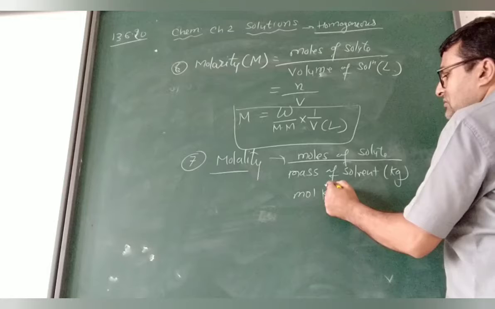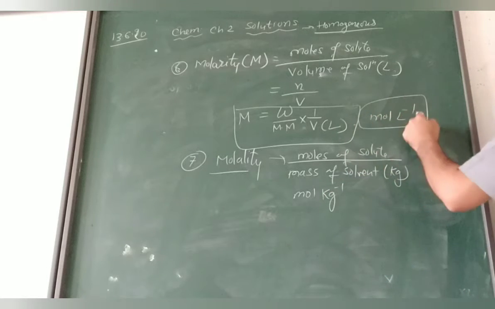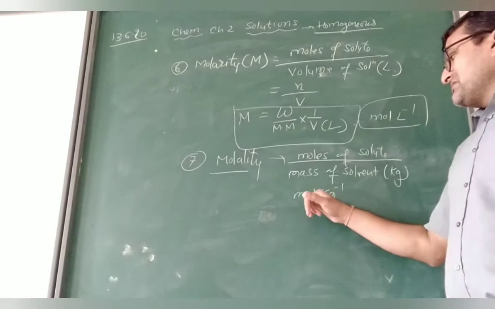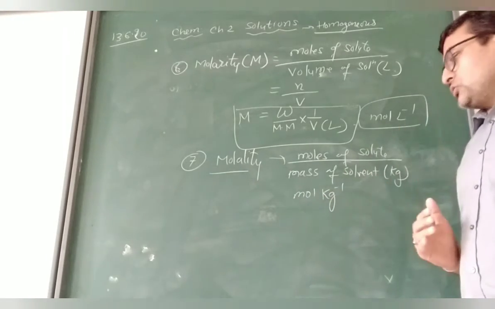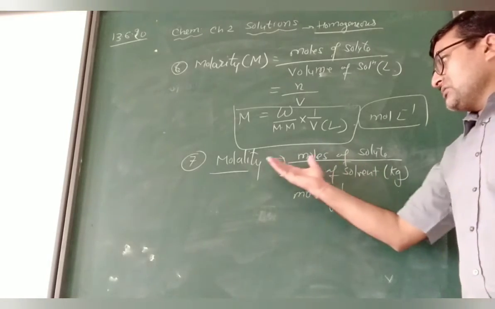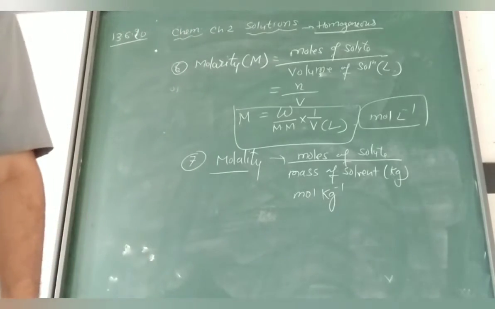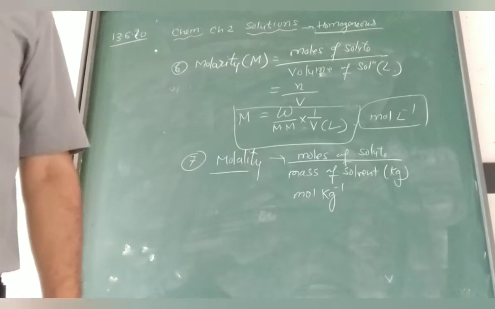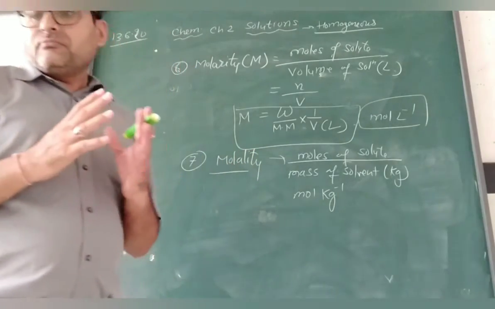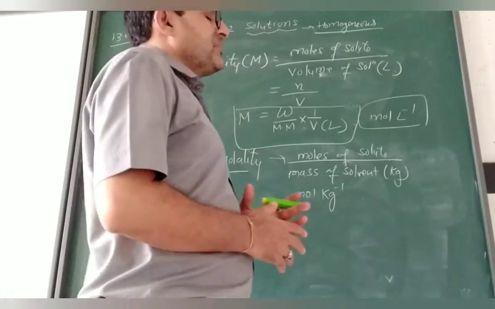So the unit becomes moles per kg, moles kg inverse, and for molarity we write moles per liter. Molarity is expressed in moles per liter and molality is expressed in moles per kg. And since I told you that here volume is not considered, it does not depend on the temperature, so this molality is widely used and convenient to use. So here we have done all the main units that we use to determine the concentration, right?